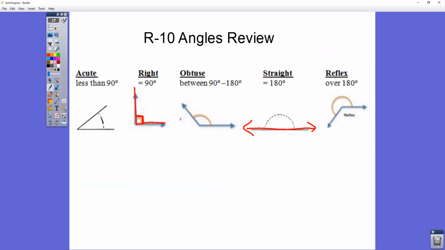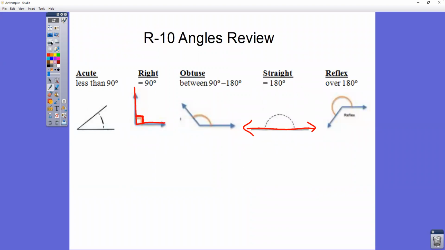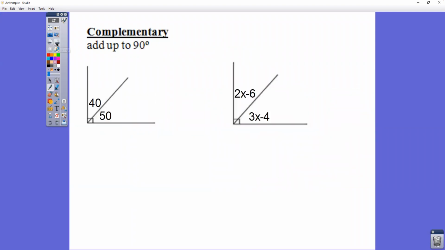The first type of angle that we're talking, wow, this board is really touchy. So the first type of angle that we're going to talk about is complementary angles.